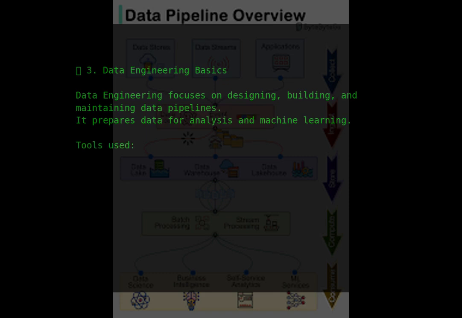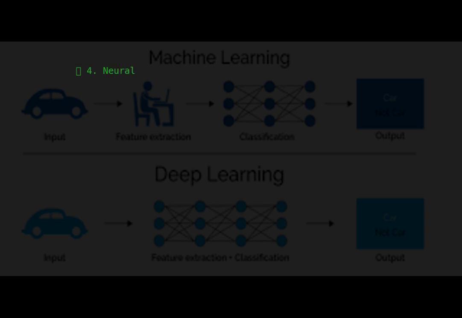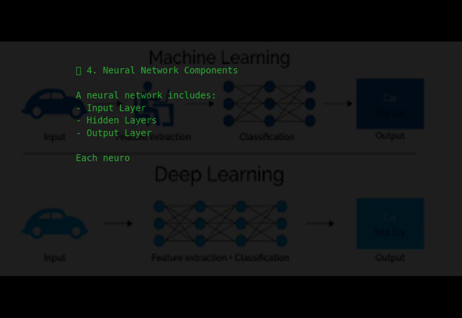In Section 4, we dive into the structure of neural networks. These models consist of an input layer, one or more hidden layers, and an output layer. Each neuron in the network processes data using weighted connections and activation functions like ReLU or sigmoid.